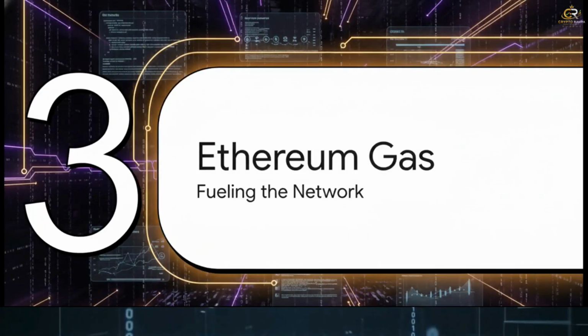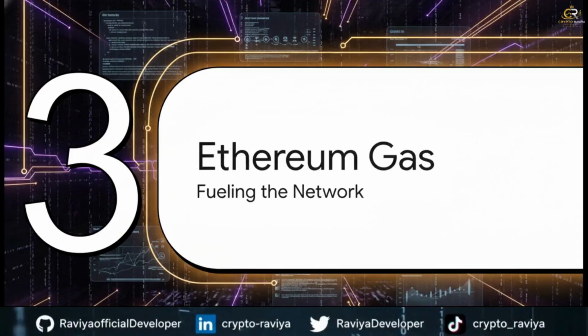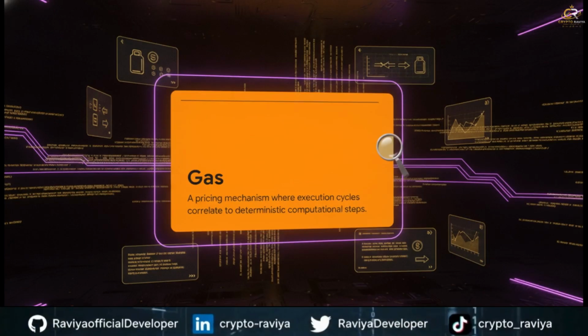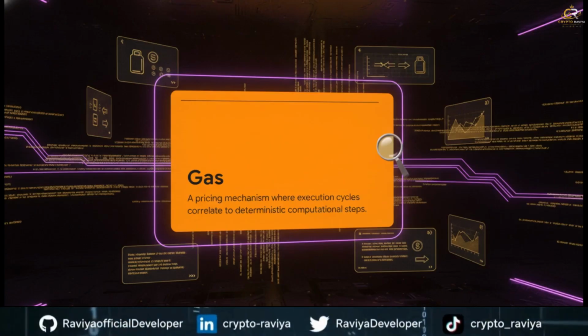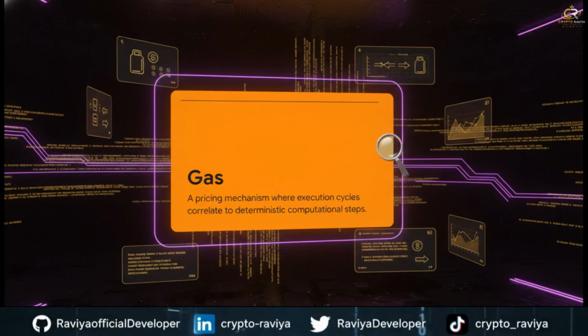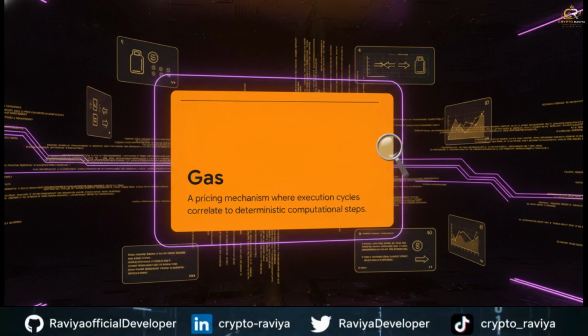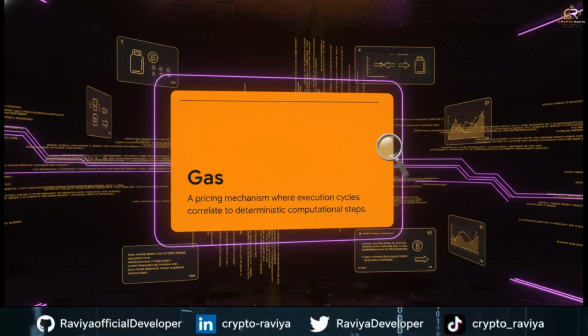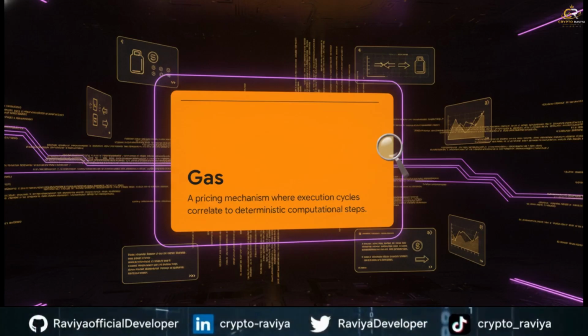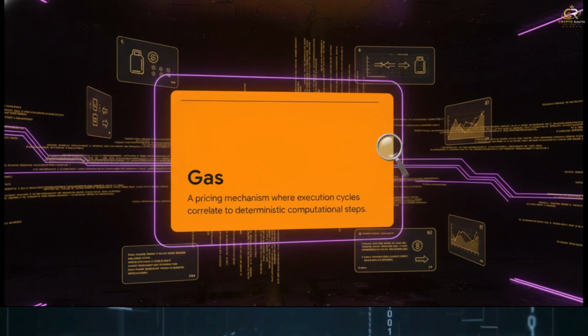Section 3. Gas, fueling the network. Here is the multi-billion-dollar question. How does a shared, decentralized infrastructure prevent infinite computational loops from crashing the entire system? Like, if it's Turing-complete, what stops a bad actor from running a program that literally never ends? The answer is gas. Gas is the elegant solution to the halting problem.